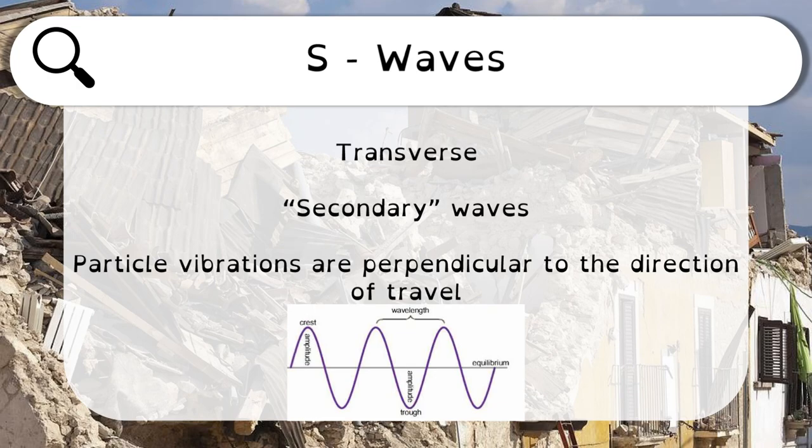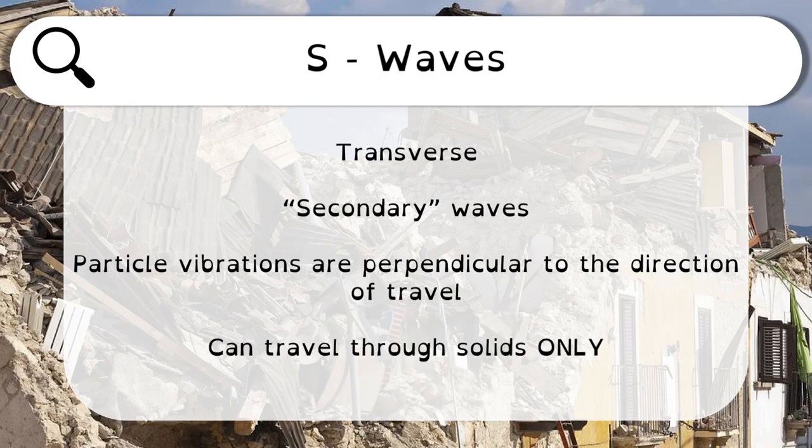And this time the particles vibrate perpendicular or at right angles to the direction of travel. So if we again imagine the energy passing from left to right, this time rather than the particles being parallel, they're at right angles. The particles are bobbing up and down perpendicular to the direction of travel. So everything's at right angles. S waves have different properties to P waves, and S waves can only travel through solids. Solids only. S for solids only.